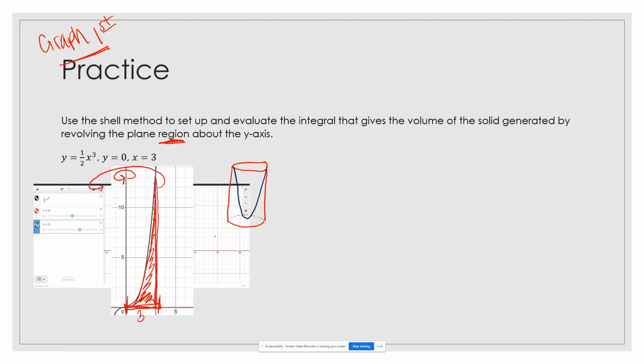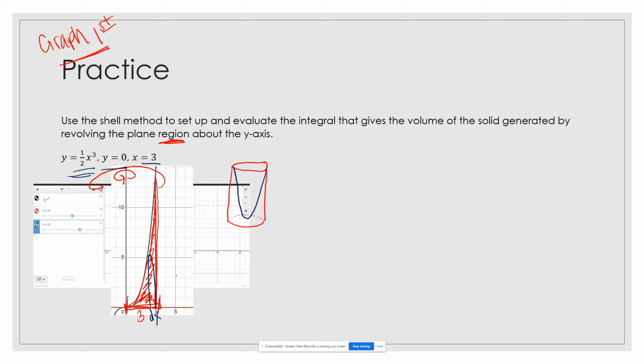Let me just draw it on the graph here. Our rectangles are going to go in this direction here, which means everything is going to be in terms of x. Well, everything's already in terms of x. So if I use the shell method, I don't have to rearrange anything. I don't have to put things in terms of y. And so the shell method might be a little bit easier here. So let's try it out.